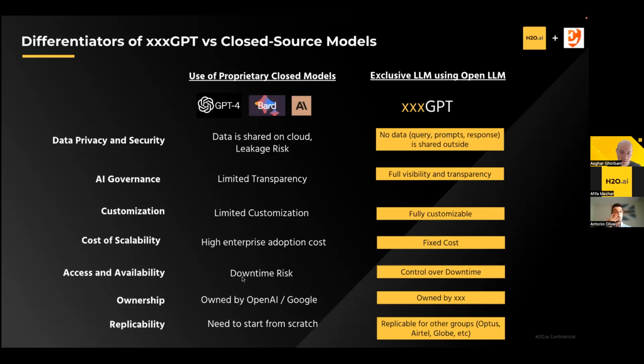Availability, again, downtime is out of our control if it's API based, but if you're running internally, we can control that. Ownership: obviously the big models are not owned by us, but we can fine tune the models and own them, and make sure the IP of that model is in our hands. And again, we can easily replicate the solutions.